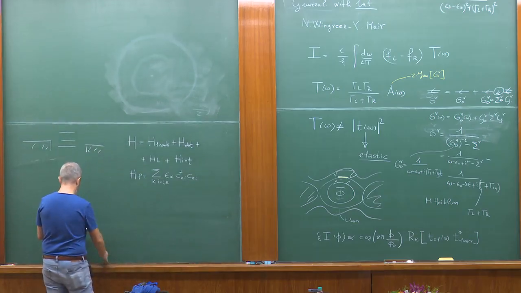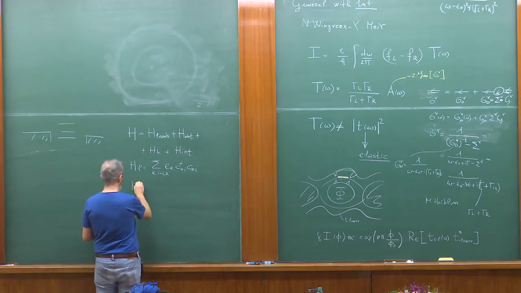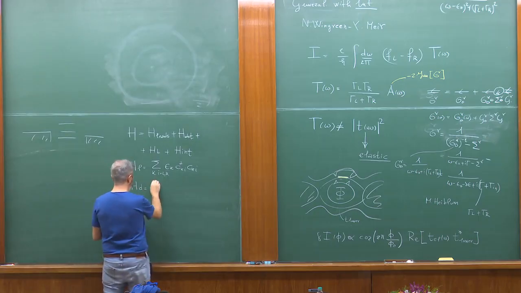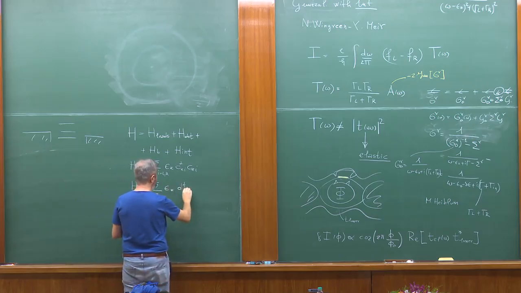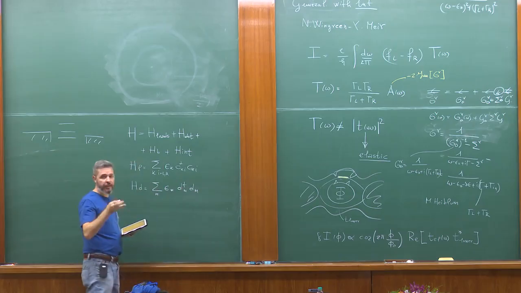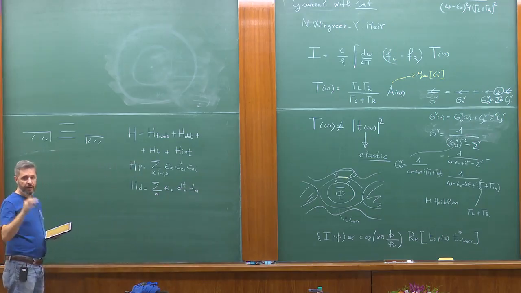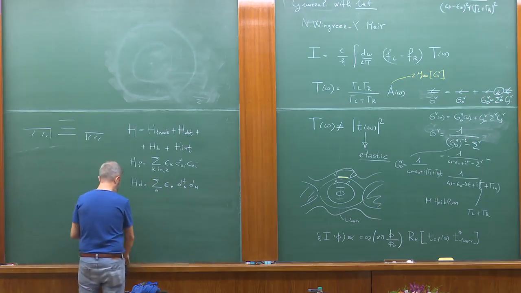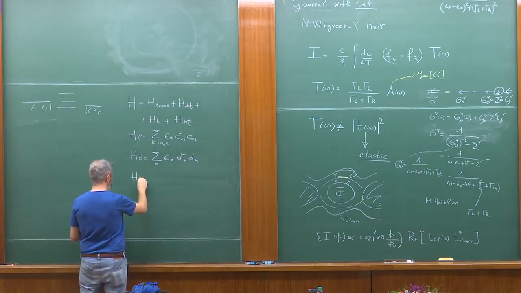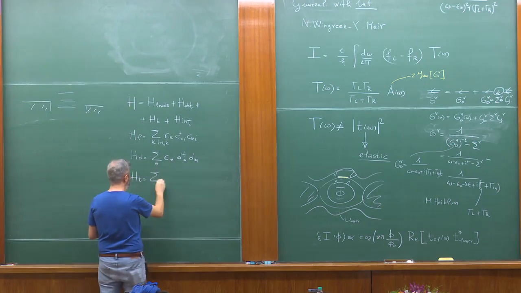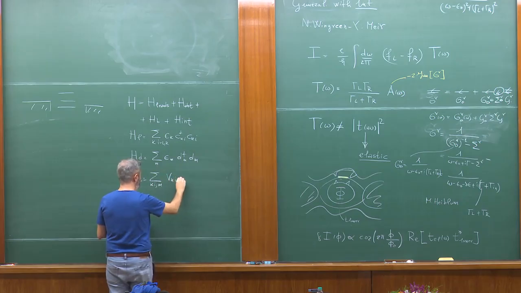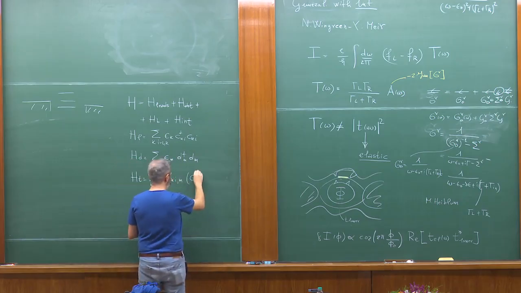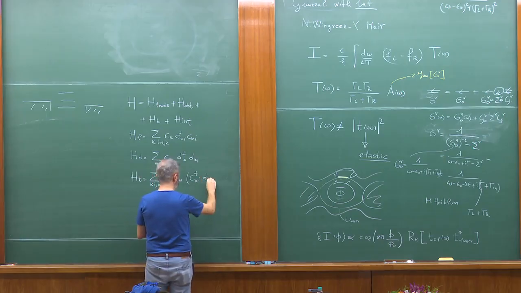Then I have H dot, which is equal to the sum over m, epsilon m, d dagger m, d m. So in general, I have many levels in my dot. And then I have H T, which is equal to the sum over k, i and m, V ki m of c dagger ki d m plus Hermitian conjugate.